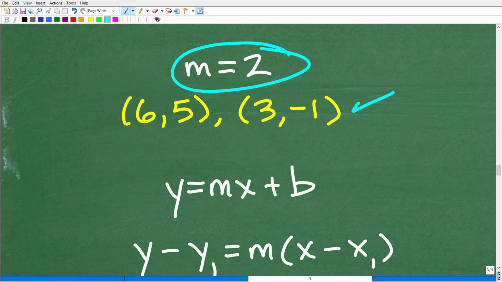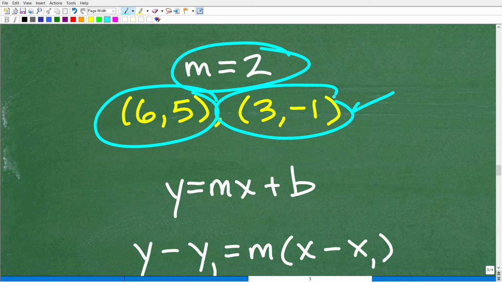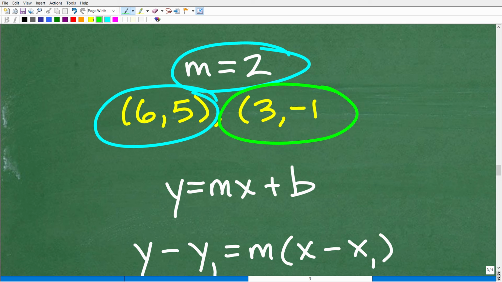Now, what we can do here is we can use this slope. We first need to use a slope, and we can use this point, or we can use this point. It doesn't make a difference whether you say, all right, I'm going to use a slope of 2 and this point right here, (3, -1), you'll get the same answer versus the slope of 2 and (6, 5). Again, what point you select doesn't make a difference. Always try to pick the easier numbers to work with. In other words, if one of these coordinates had fractions, don't pick that point.